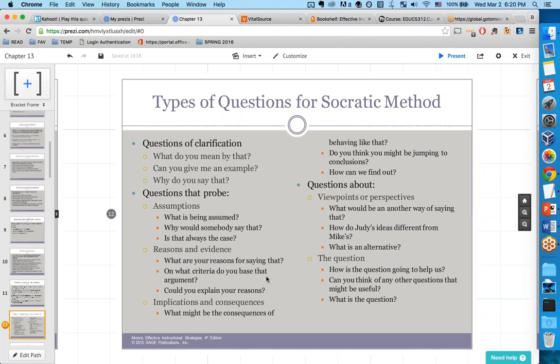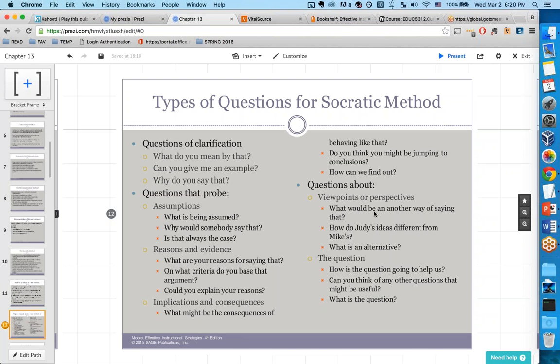Reasoning and evidence. For example, what are your reasons for saying that? On what criteria do you base that argument? Could you explain your reasons? And then there are implications and consequences. You may ask a question such as this: what might be the consequences of behaving like that? Do you think you might be jumping to conclusions? How can we find out this?